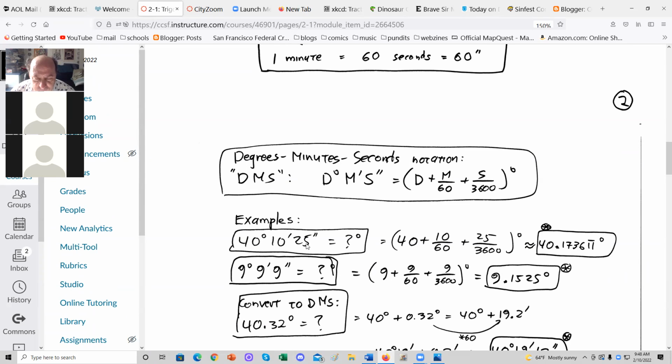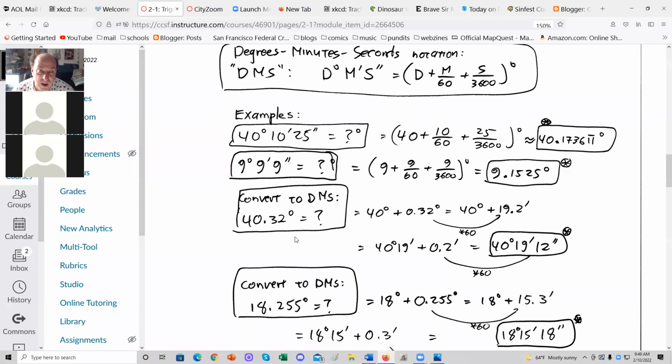For example, 40 degrees, 10 minutes, 25 seconds is how many degrees? Well, it's 40 plus 10/60ths plus 25 over 3,600. And after a bit of arithmetic, that's 40.1736111111 degrees. 9 degrees, 9 minutes, 9 seconds is 9 degrees plus 9/60th of a degree plus 9 over 3,600th of a degree, which gives you 9.1525 degrees.